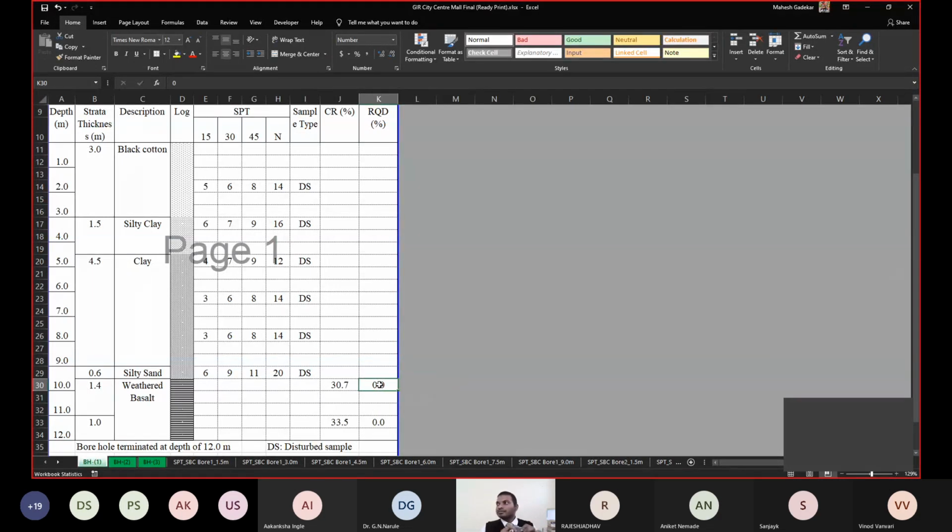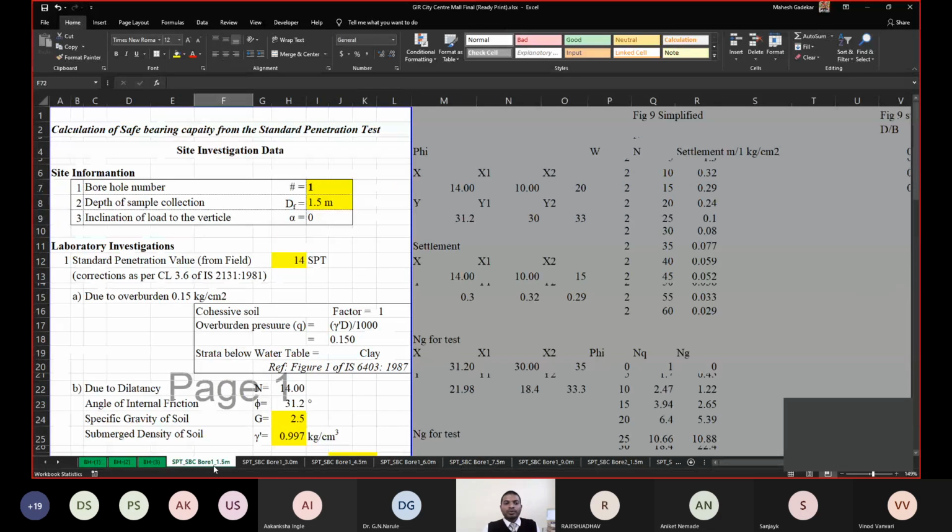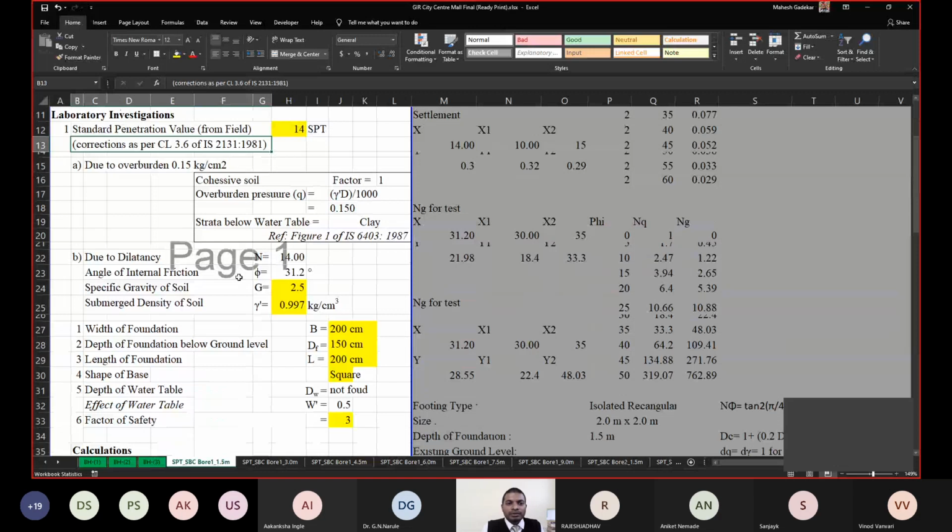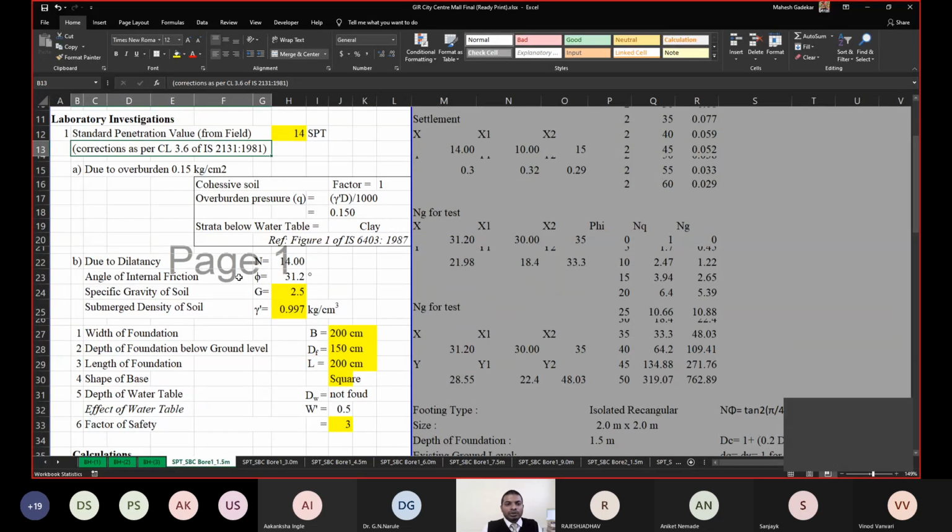Okay, so generally these cores have been taken, and the relation I have shown you is that SPT should be taken, and that SPT, as per IS 2131, you may go for the correction, and from IS 6403 you may calculate the safe bearing capacity with reference to the field investigation details.